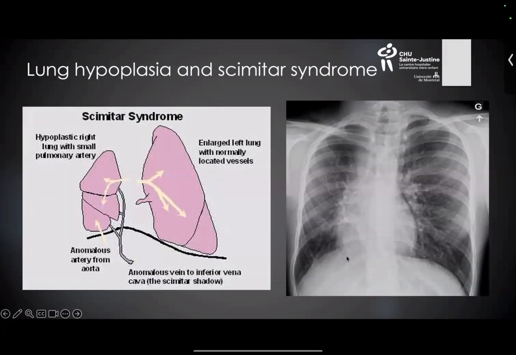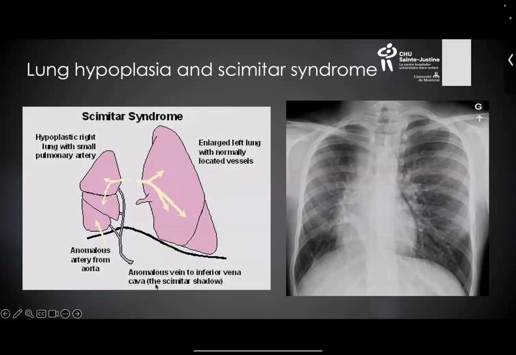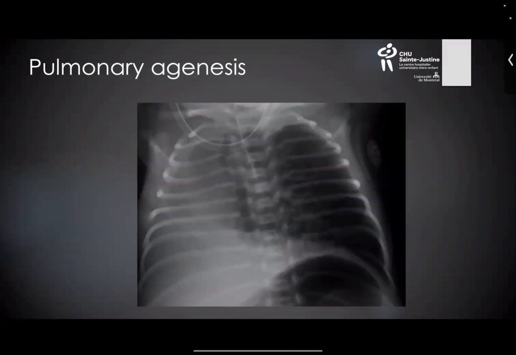So here you have another example of a less hypoplastic lung, but you see the vein more. It's the abnormal drainage vein that goes into the IVC. So you have a small lung, an anomalous artery from the aorta, and an anomalous vein to the inferior vena cava with the hypoplastic lung, and then compensation from the left lung, which would be hyperinflated.